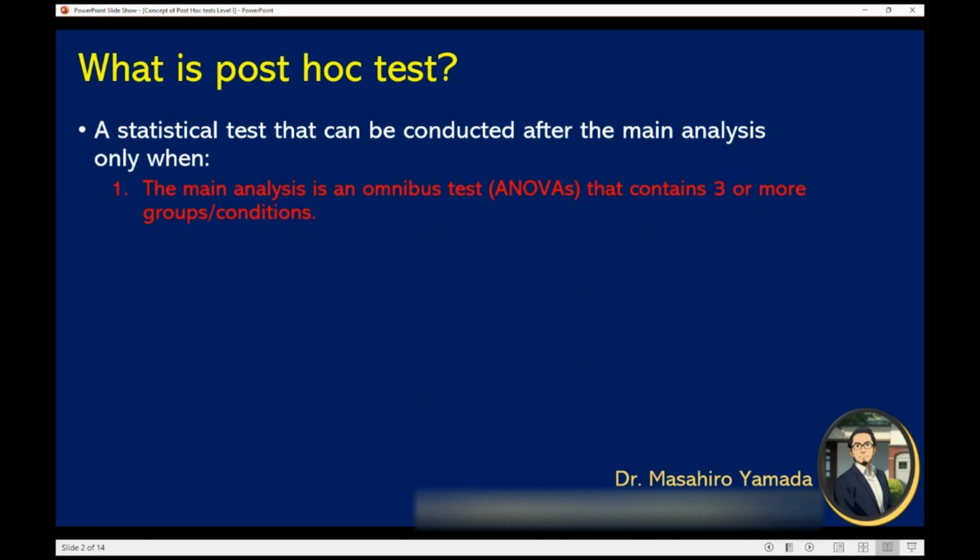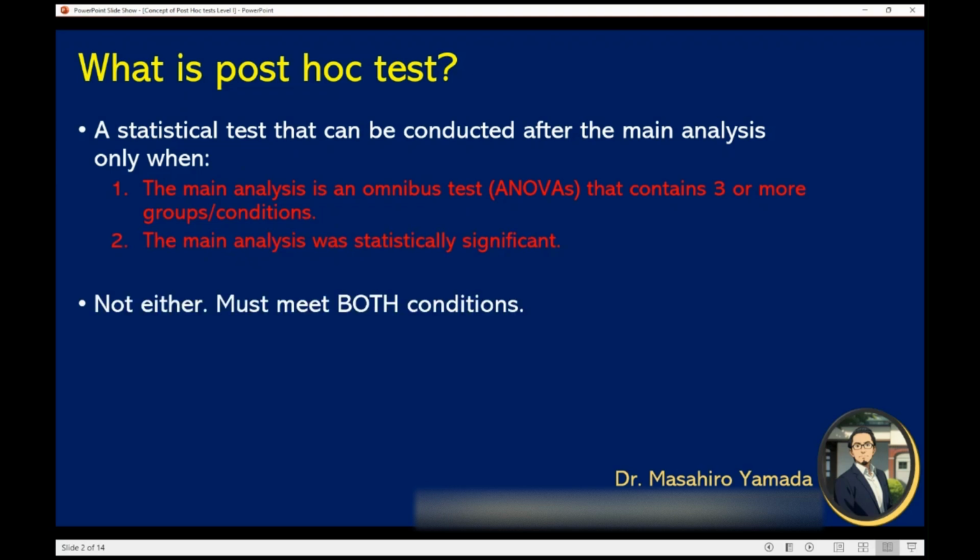So, if the main analysis you did to test your research hypothesis was an independent t-test or paired sample t-test, where you only have two comparisons, then you are not allowed or you don't need to do a post hoc test. And the second condition is the main analysis was statistically significant. So only when ANOVA came out to be significant, you may proceed to do a post hoc test. So it's not either condition. You have to meet both conditions to do a post hoc test.